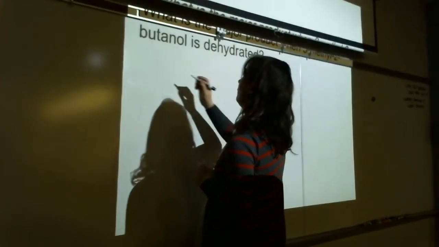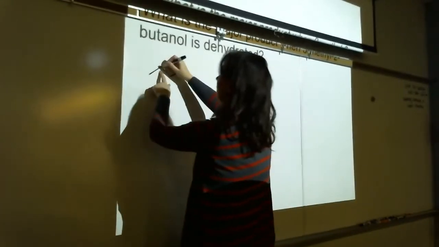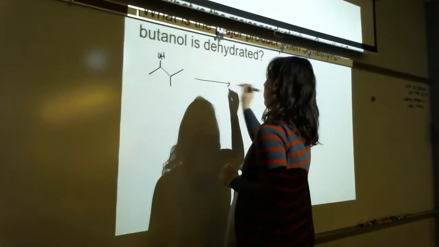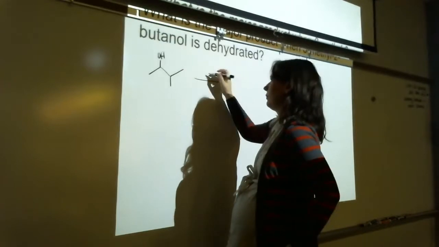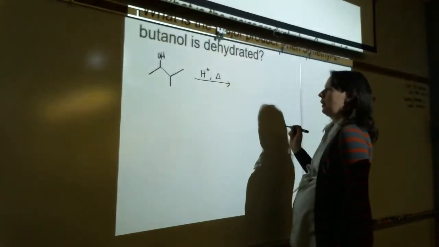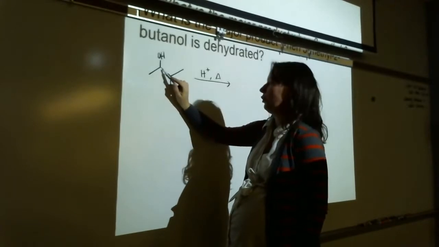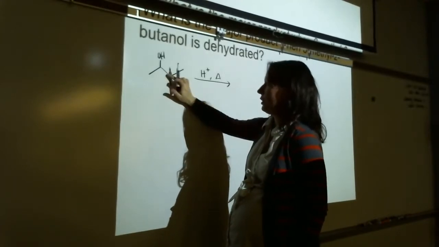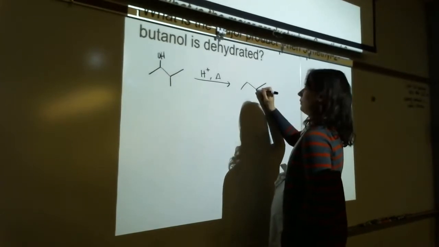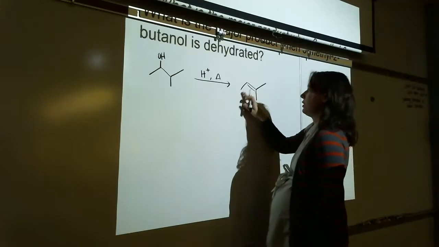So this is 3-methyl-2-butanol. So 1, 2, 3, 4. So 2-butanol, 3-methyl. All right, so what's our catalyst? We need heat and we need acid. Okay, so we could have the double bond form on this side or the double bond form on this side, the left or the right. Where's the double bond going to form? On the right. Why? This involves a double bond with an alkyl group, whereas this one would not.